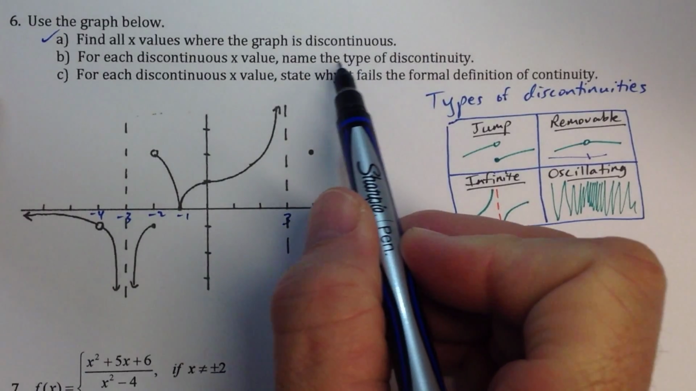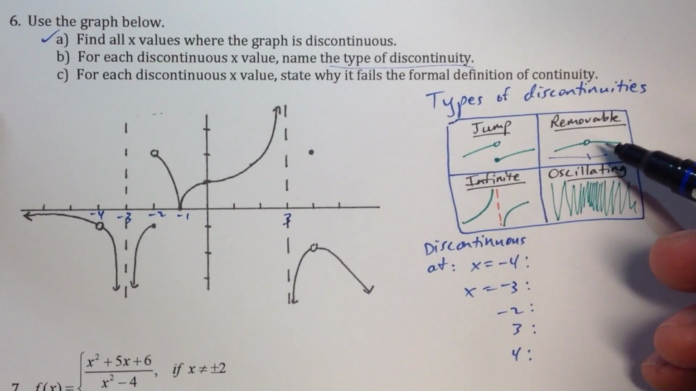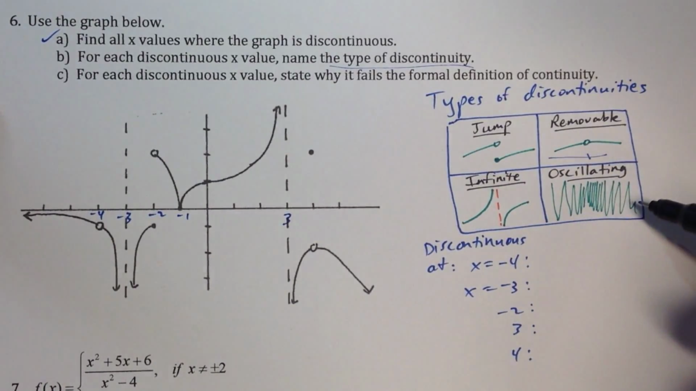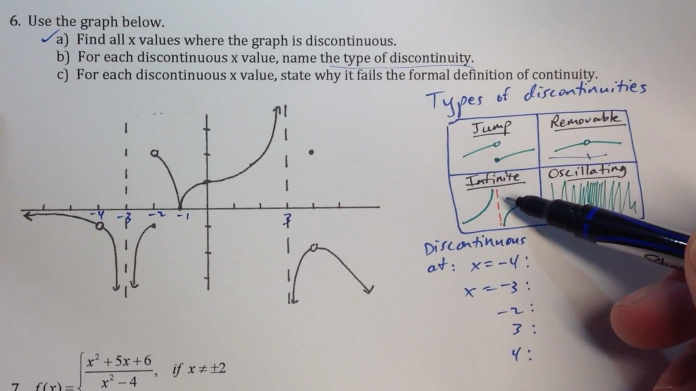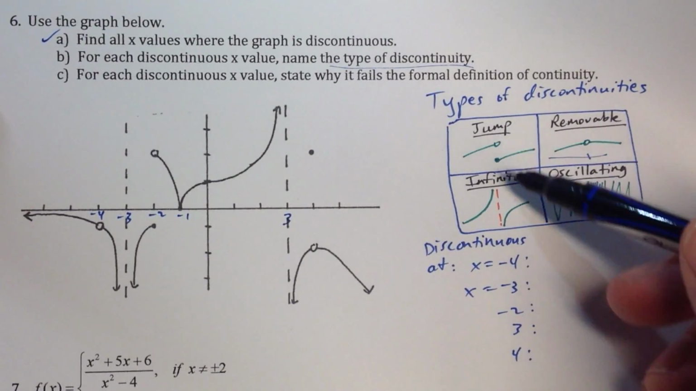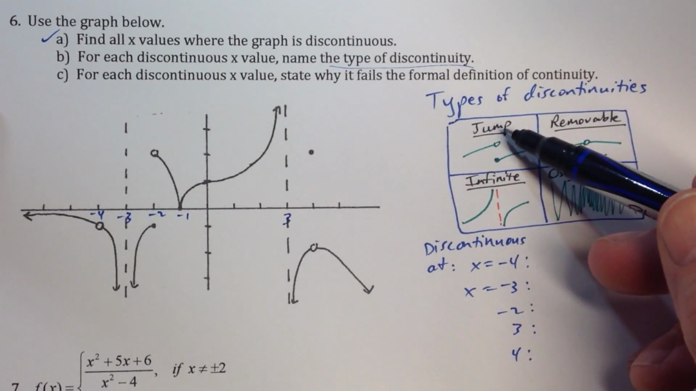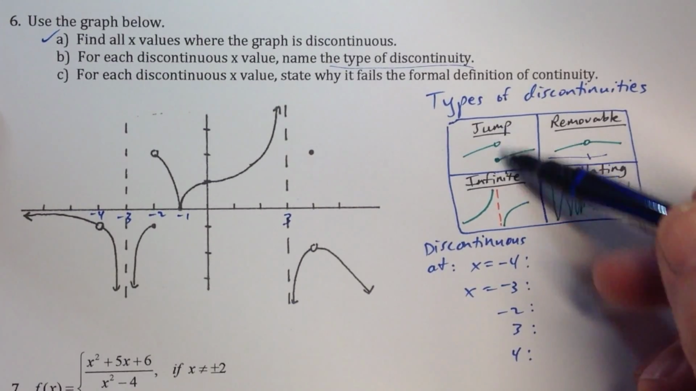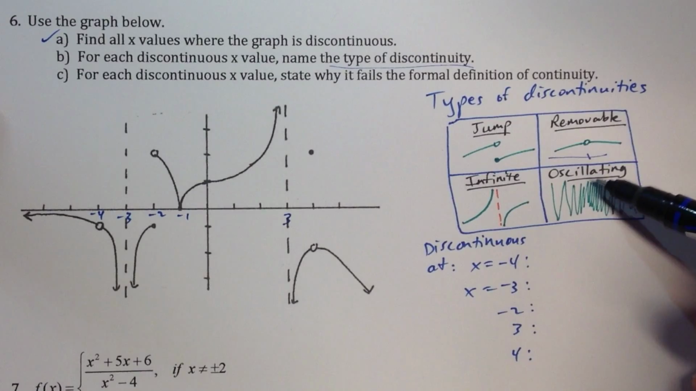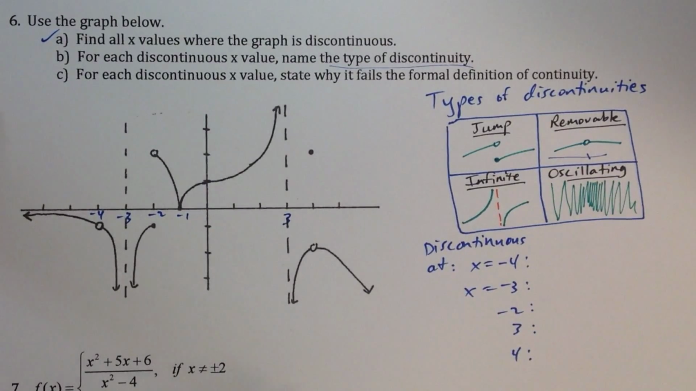And then part B, name the type of discontinuity. Well, those are pretty easy as well because we can see the different types over here. Please don't worry about the oscillating kind right now. We'll talk about that later. We're going to concern ourselves right now with the 3 types of discontinuities that we normally see: the jump, the infinite, and the removable. Important to note here that if it's not a removable discontinuity, then these two would be considered non-removable discontinuities. So there are basically 2 types of non-removable discontinuities, and only 1 type that would be considered removable.